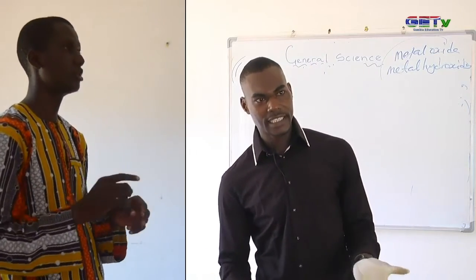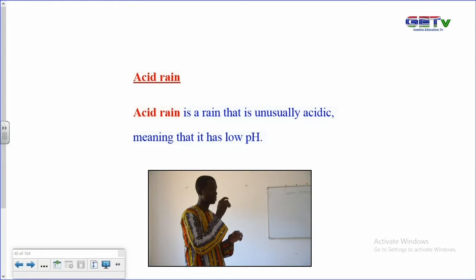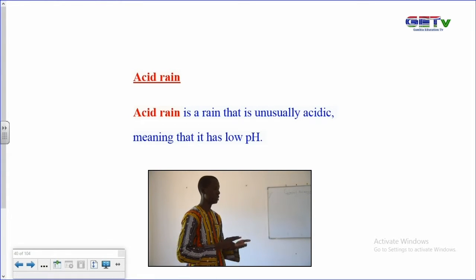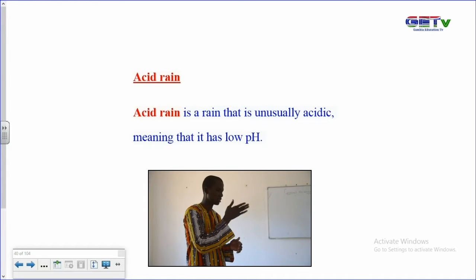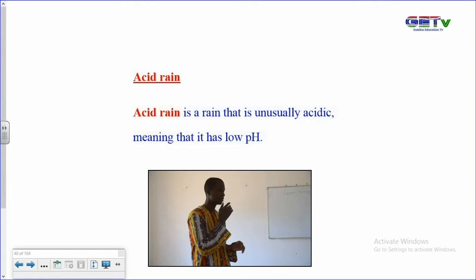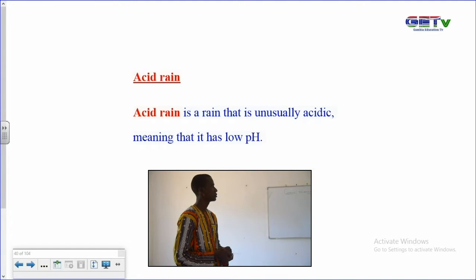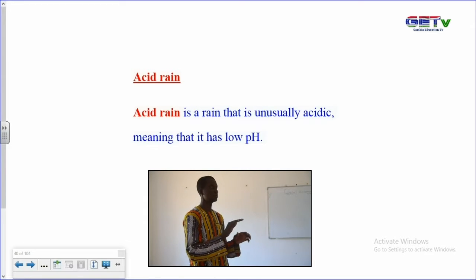But what is acid rain in essence? We said acid rain is a rain that is unusually acidic, meaning that it has low pH. This is why it is not often easy to detect an acidic rain because of the low pH value it has. You cannot easily realize the acidity. But most often, rain comes in the form of acid rain before it hits the ground, especially in environments where the air is very much polluted.